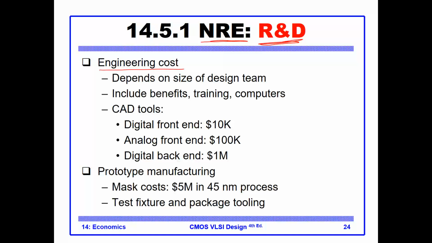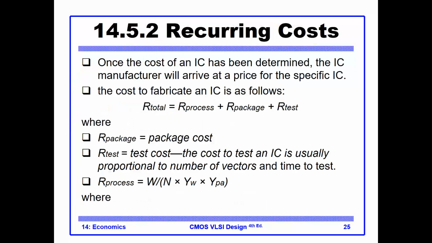There will be a team of a size of 10 or 20 or 100 or 1000. You have to provide salaries, training, computers to them. You have to provide software tools, these expensive software tools. Some of them run in the millions in terms of licenses. And after that, you will need to create a prototype. So your first design has to go through prototype manufacturing. This is as well part of research and development, which is the non-recurring engineering, because it happens once, almost in the first copy.